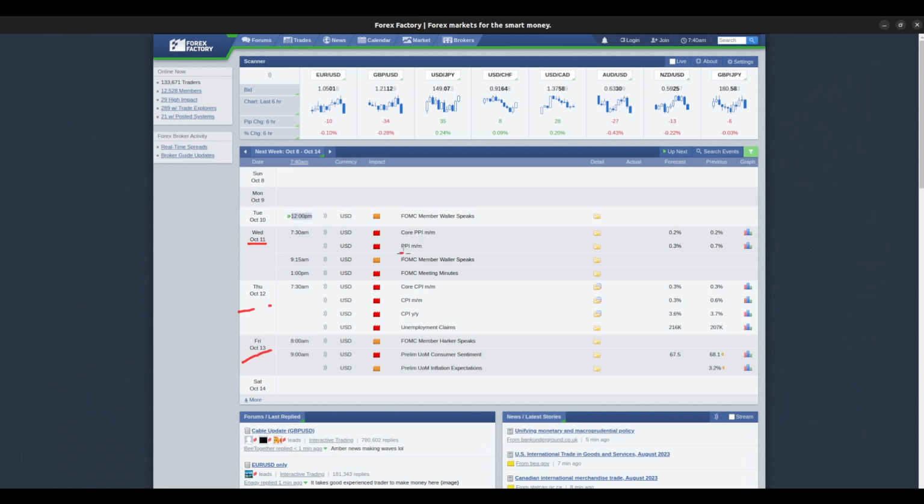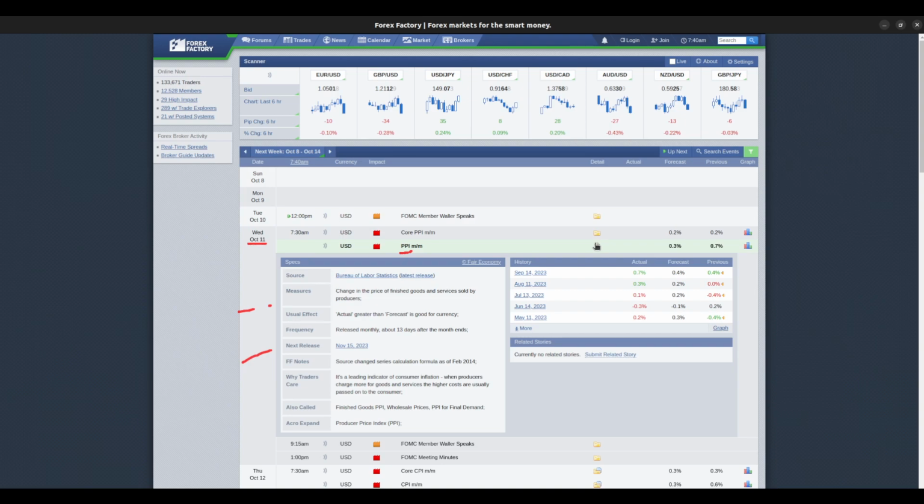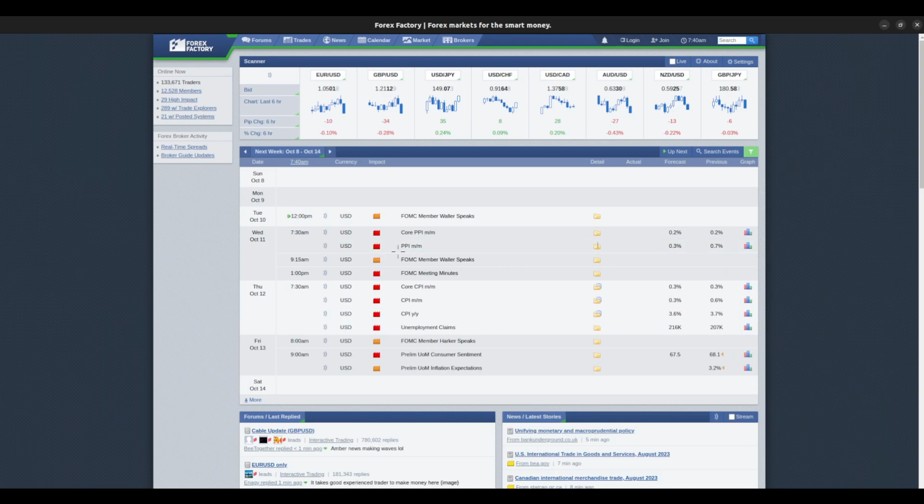Wednesday, we have PPI, the producer... what is that? Producer purchasing index. Let me see, I thought there was a way to find out exactly what it is. Producer pricing index, yeah, prices of goods. That's what I meant. We have that on Wednesday. We also get FOMC member Waller speaking, and we get our Fed minutes from the rate decision. Going into Thursday, we have CPI, the consumer pricing index, month over month, year over year.